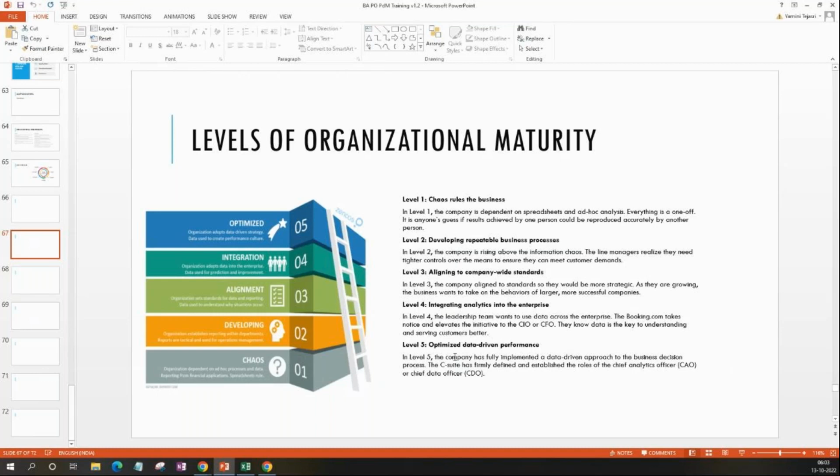Okay, and then optimize data-driven performance. Here, the company has fully implemented a data-driven approach to the business decision process, meaning they'll take every decision based on data. The example taken is the C-suite. Here, they firmly establish the roles of chief analytics officer and chief data officer. Just imagine having roles defined at that level. So each and every decision would be taken based on data.